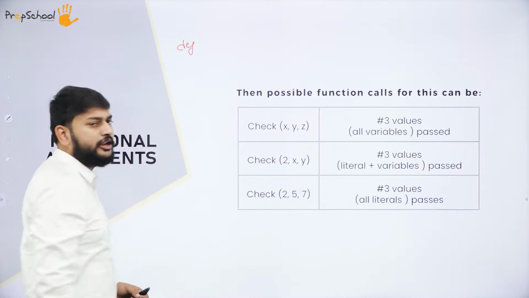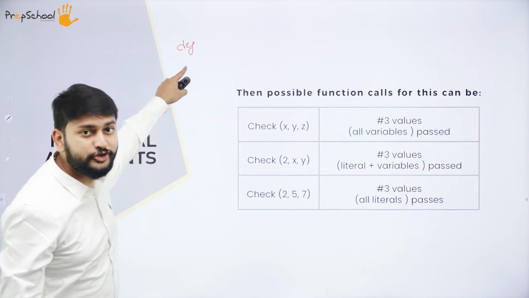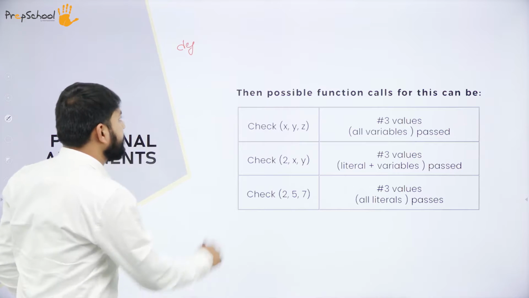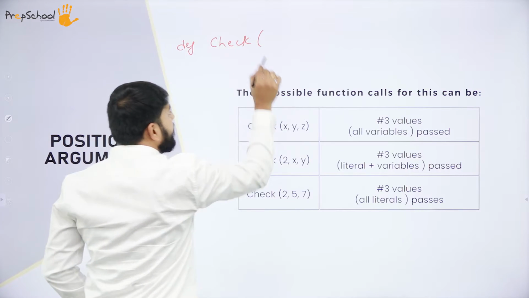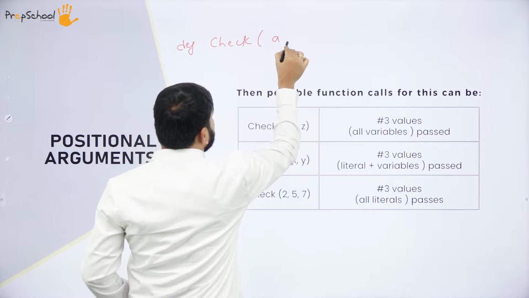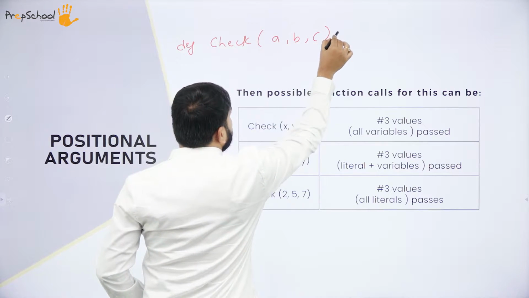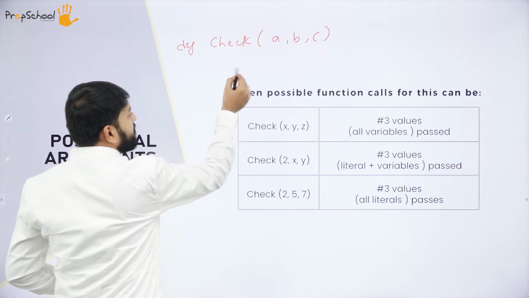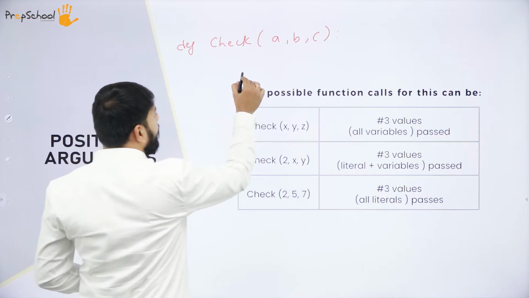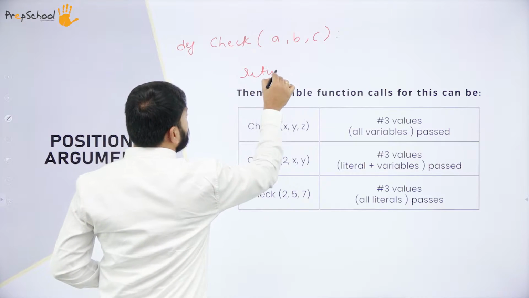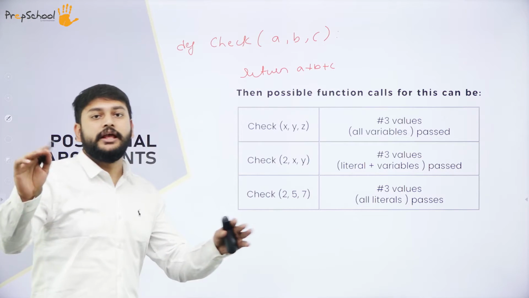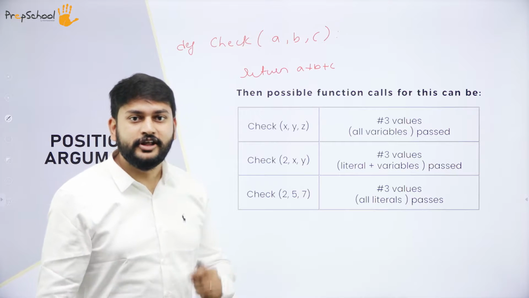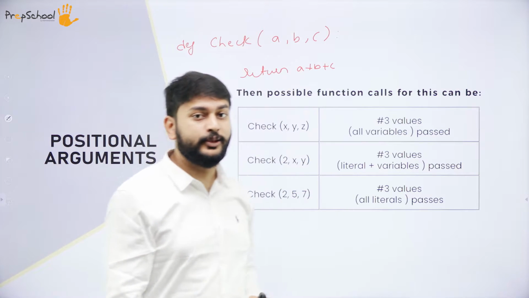If I want to write any function, please remember I have to use the keyword def. Let's imagine I have a function called check. Inside this I have 3 parameters, a comma b comma c. Then after that I have a colon. Let me not write anything else inside this, and just write return a plus b plus c. Let us understand the concept of positional arguments right now.